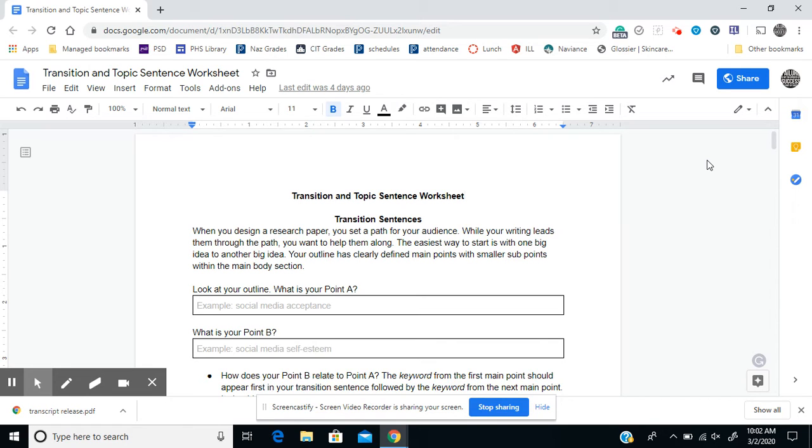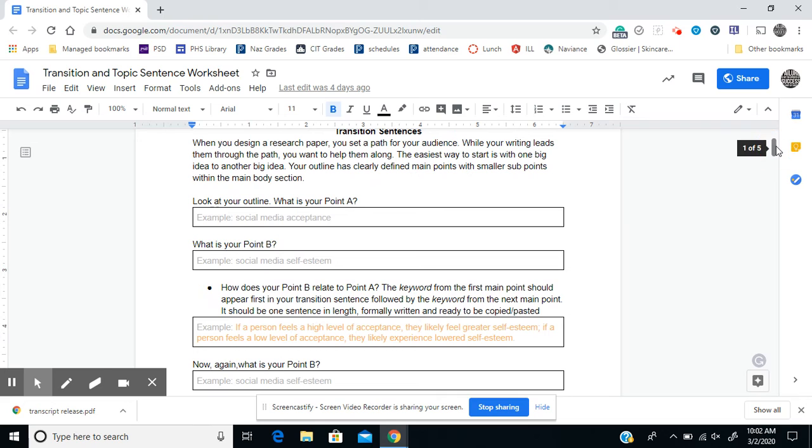We want to make transitions from big idea to big idea. So we will be looking at point A in the main body of the outline and point B. What you want to do is consider how they relate to each other. In my example, I have my point A being social media acceptance, where in the main body of my paper, I have just written a whole lot about acceptance from expert resources where I've cited them and I've given my own thoughts and analysis to that with my own writing.